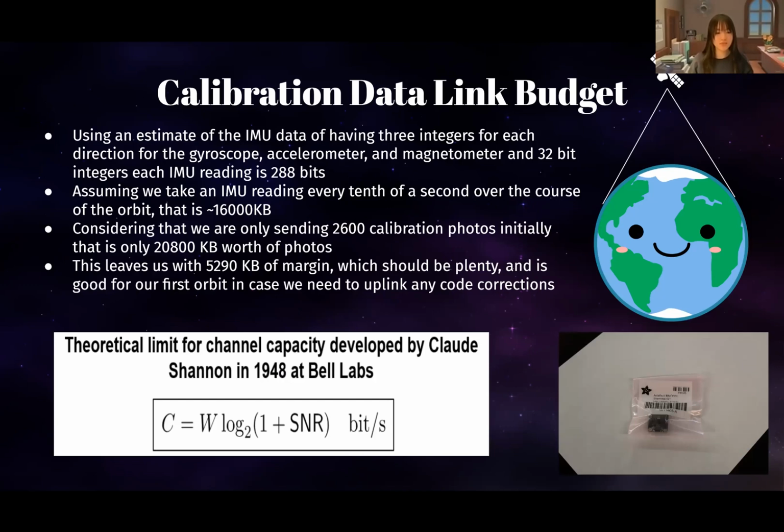Since we are sending slightly different data during the initial orbit for calibration, we are just doing a sanity check to make sure that we are not exceeding the link budget here. We can estimate that each IMU measurement outputs 9 integers, and assuming 32-bit integers, each IMU measurement is worth 288 bits. We can then calculate the total amount of data per orbit from the IMU based on the frequency of measurement, and then add the data for our calibration photos and confirm that we are not only still under the limit, but we also have an even bigger margin, which is great in case we need any code corrections once we realize that the CubeSat is in space.